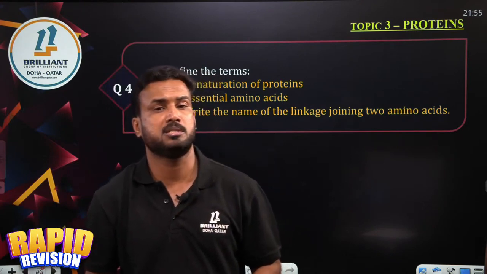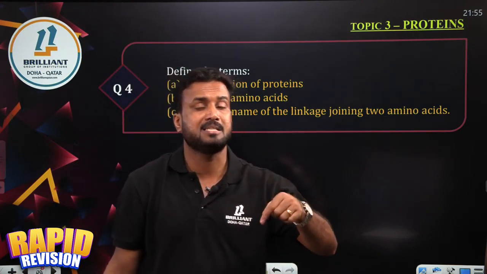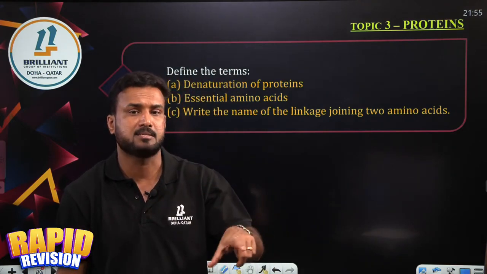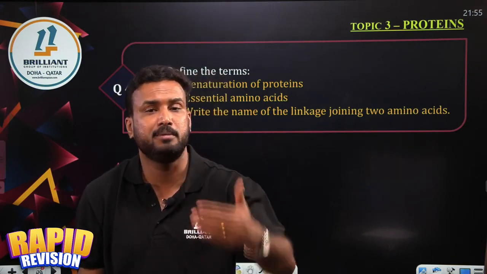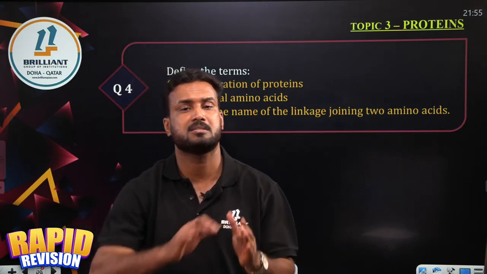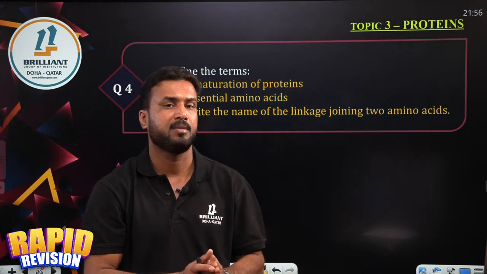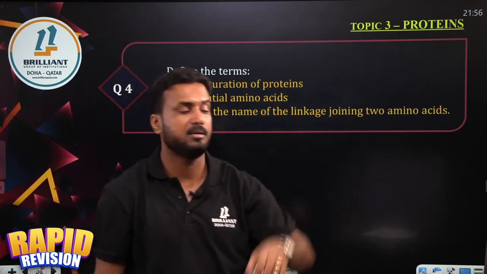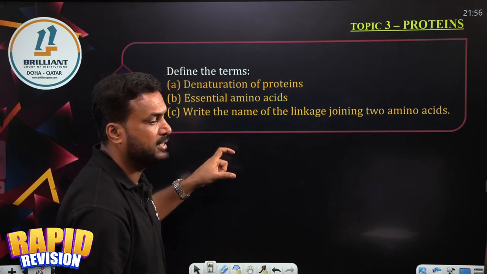So what is denaturation? When proteins are subjected to either physical changes like change in temperature or chemical changes like change in pH, their secondary and tertiary structures will change, whereas the primary structure remains the same. This is called denaturation. Due to denaturation, the biological activity will be disturbed. It loses its biological activity.